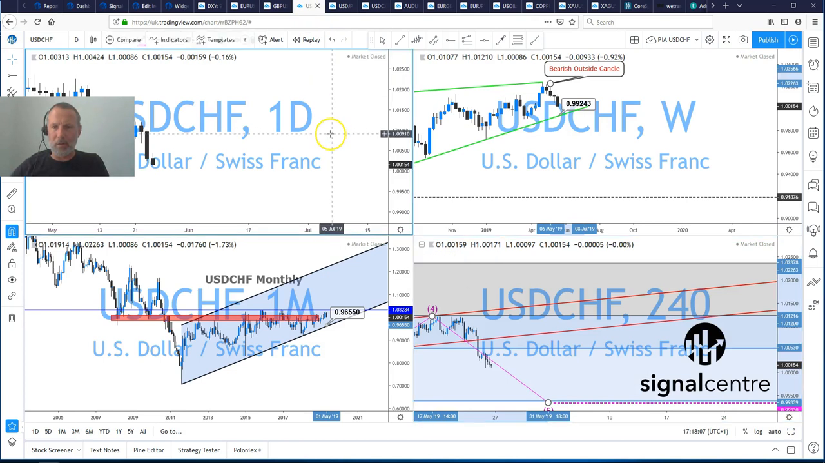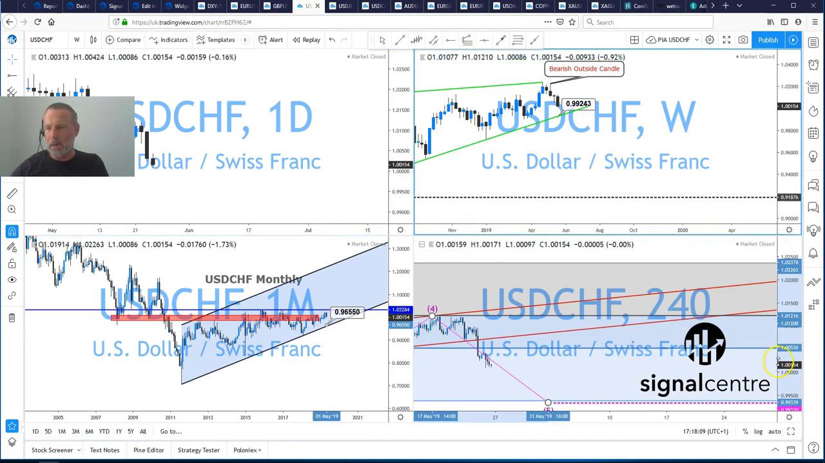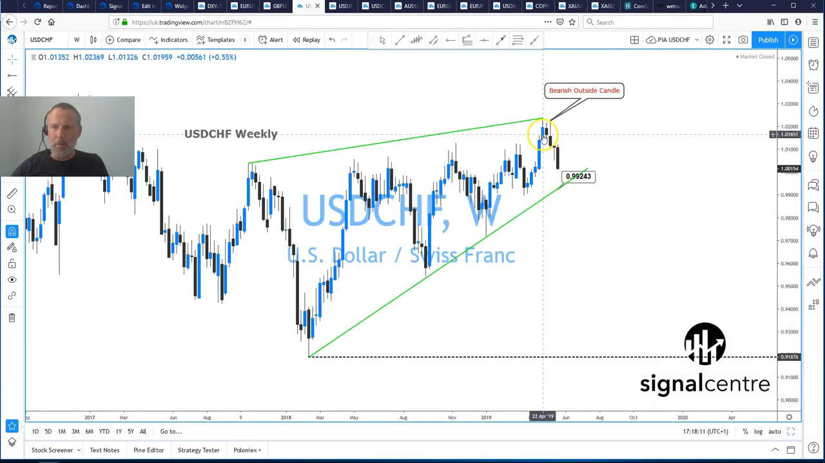Dollar Swiss, another one that's playing out quite well to Fibonacci levels at the moment. Bearish outside candle posted on the weekly chart. Again, quite an important level, 99.24 is the trend of higher lows.